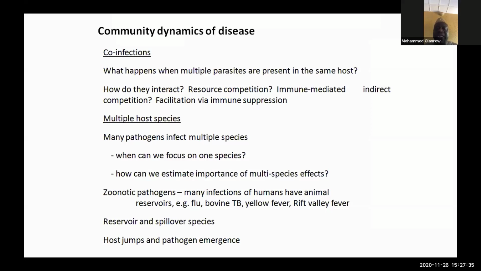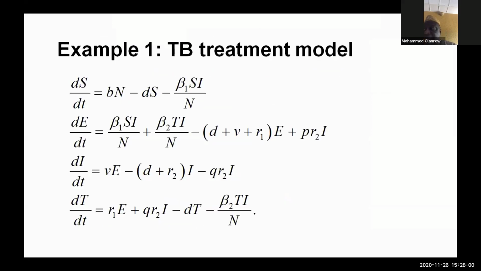People in medicine, public health in particular, also people in zoology departments, know that many infections of humans have an animal reservoir. Examples are what we call bird flu, TB, yellow fever, which in fact, according to a paper of just about two days ago, and then we have the Rift Valley fever, reservoir and spillover species, host jump and pathogen emergence. These are some of the terminology.